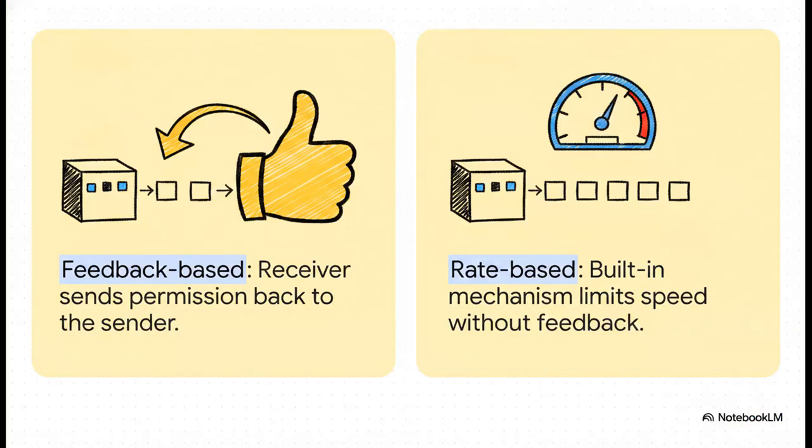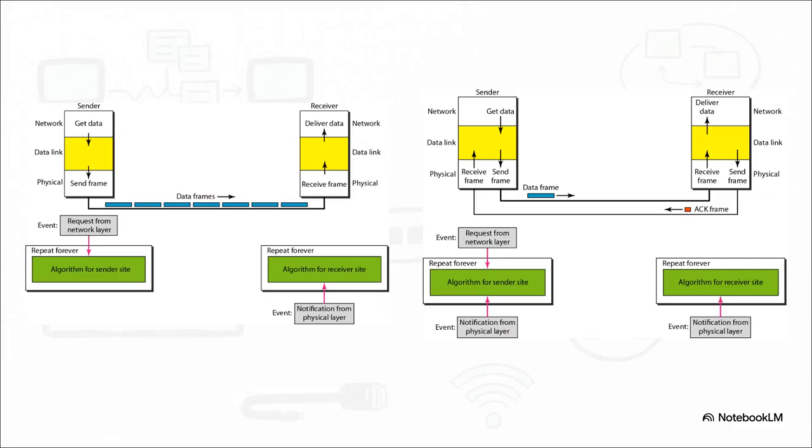Okay, let's tackle flow control first. You've basically got two main strategies to pull this off. You can control data flow using a feedback-based system, which literally means waiting for the receiver to send back a thumbs-up permission before sending more data. Or you can use a rate-based system. This just enforces a strict, built-in speed limit on the sender, entirely eliminating the need to wait for feedback from the receiver.